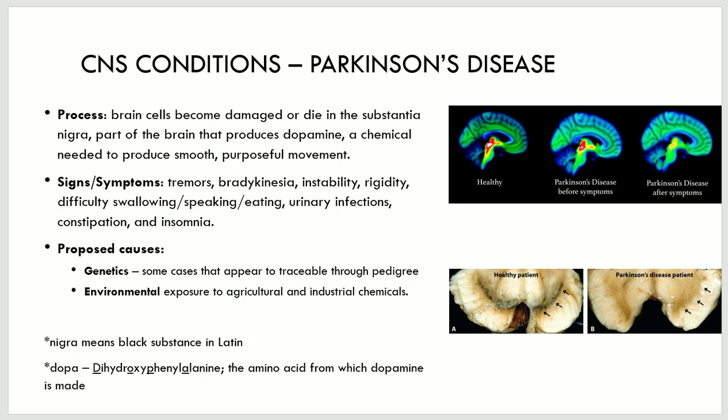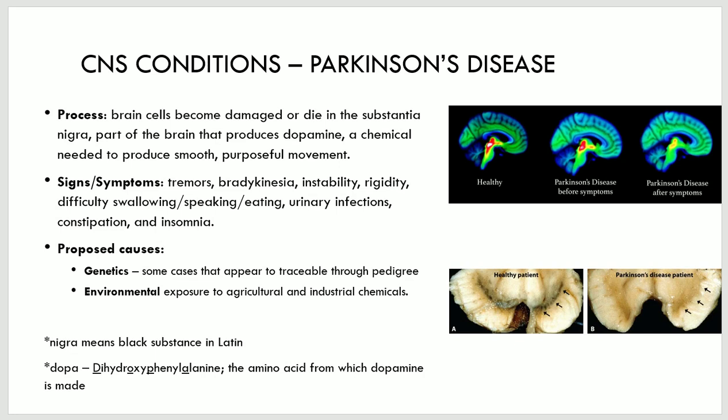So next is Parkinson's. Parkinson's disease. Here, brain cells become damaged or die in the substantia nigra at the top of the brainstem. So here in this top image, you can see a healthy brain on the left side. You can see a Parkinson's disease brain before symptoms in the middle.